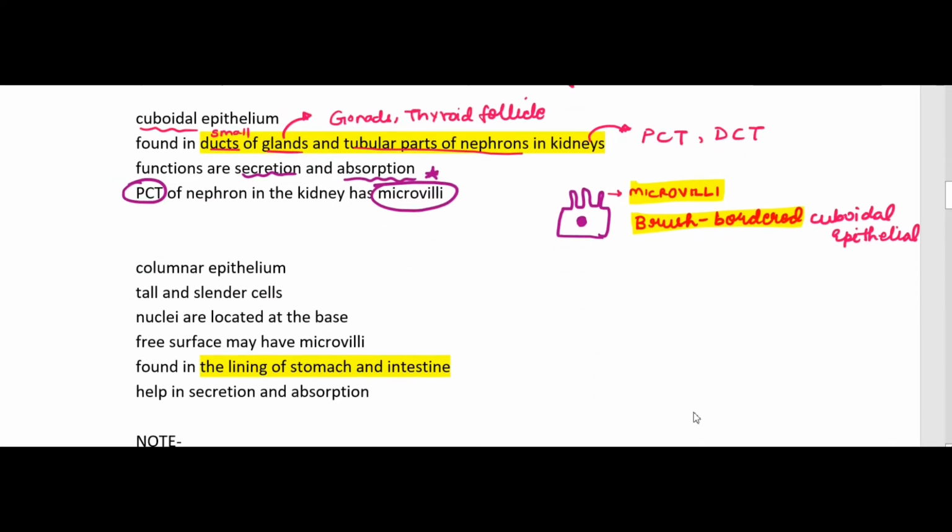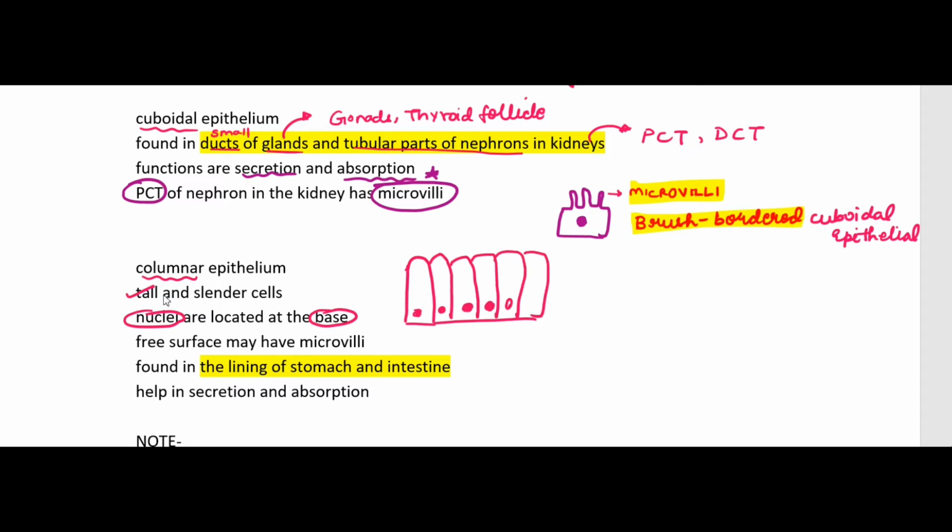Next, talking about columnar epithelium, as I already mentioned, they have tall slender cells and their nuclei are located at the base. Nuclei is oval in shape and they are located at the base of the cell. The free surface can have microvilli, okay, like that of the cuboidal epithelium. And where are they found? They are found in stomach, the lining of stomach and intestine.